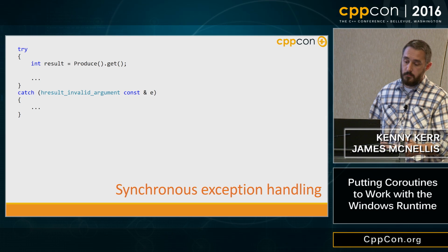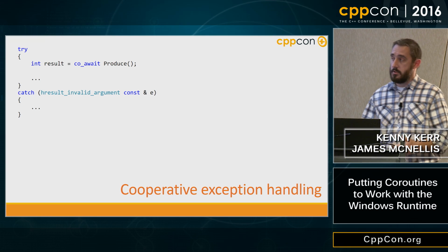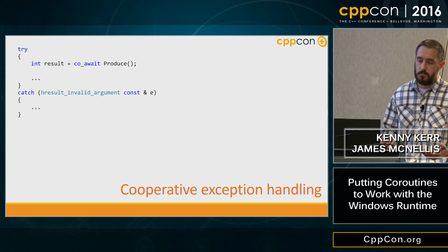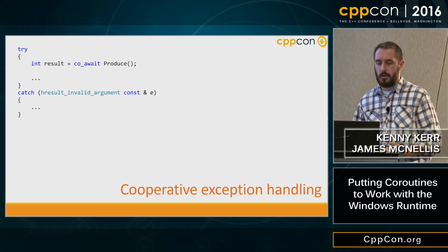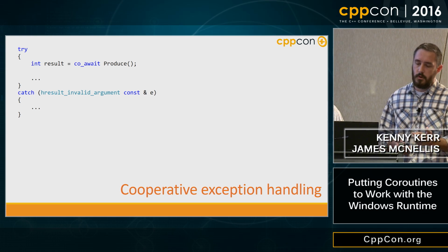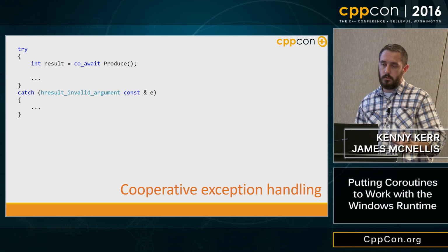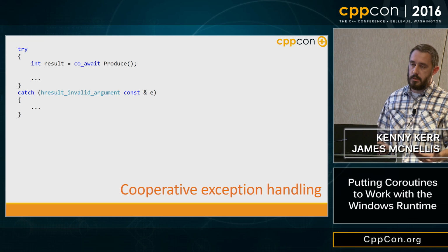What might be less obvious is that you can do the same thing with co-await. Now this is not asynchronous exception handling, it's just cooperative exception handling. It's really the same thing as we saw on the previous slide, because the await resume function is where the exception is thrown through. And at that point, you're back on the calling context, so it's just a regular exception being raised.